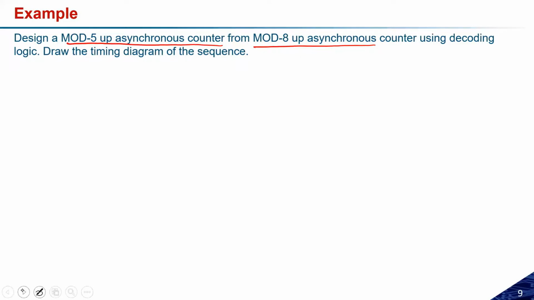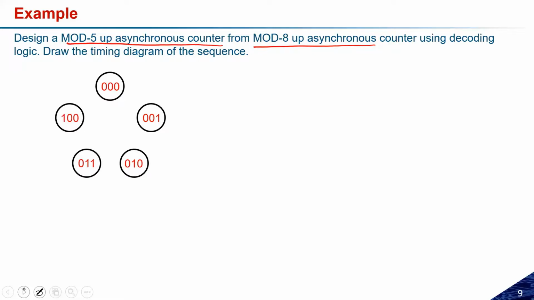If I'm considering mod 5, it means the total valid states are 000, 001, 010, 011 and 100. After that, the values 101, 110 and 111 are not valid states. So only these are the valid states, and the sequence will be something like this, and these 3 states are not valid.